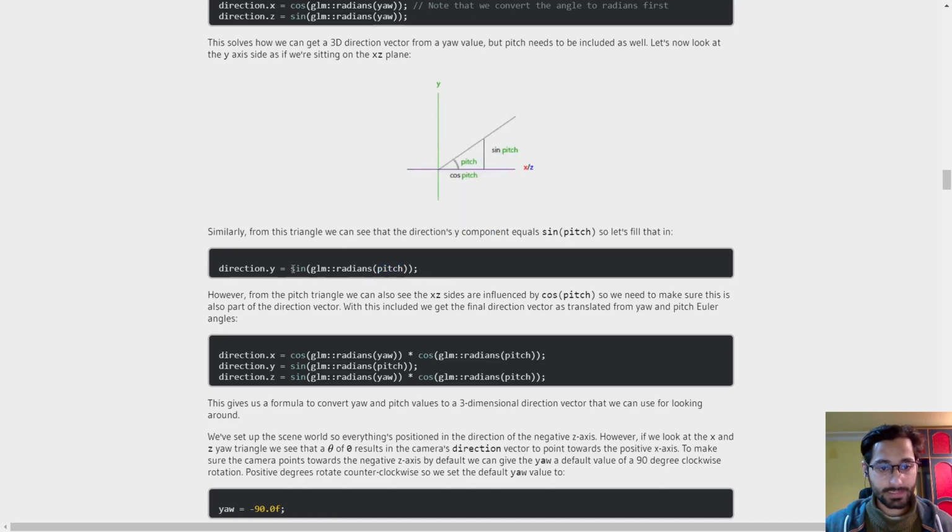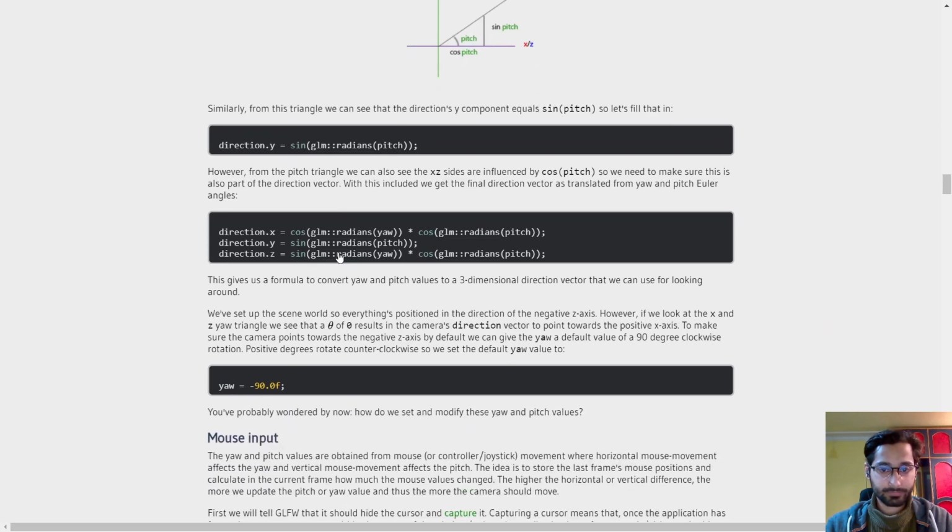What we're doing is taking the sine of the pitch, which will give us the y. However, from the pitch triangle, we can also see the x and z sides are influenced by cos of pitch, so we need to make sure this is also part of the direction vector. With this included, we get the final direction vector as translated from yaw and pitch Euler angles. Okay, so this is the final thing.